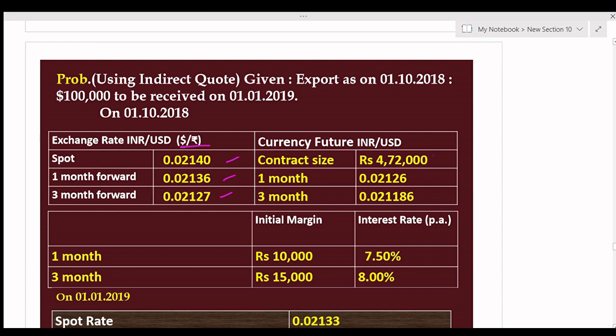in the forward contract. Contract size is 4,72,000, with a 1 month future contract and a 3 month future contract. This is the spot future contract for 3 months. It is very important to find out the lot size and lot number, and that lot number will be utilized to find out the gain or loss of the future contract, and also the margin money, that is 15,000 per lot. Initial margin is 15,000 per lot, so here with 10 lots the margin money will be 1,50,000.